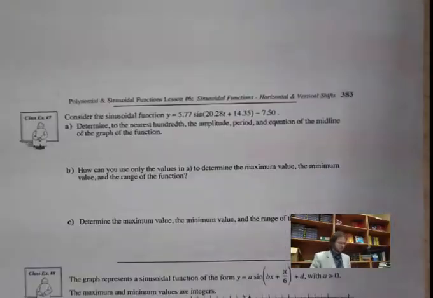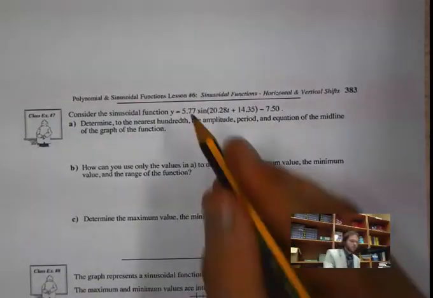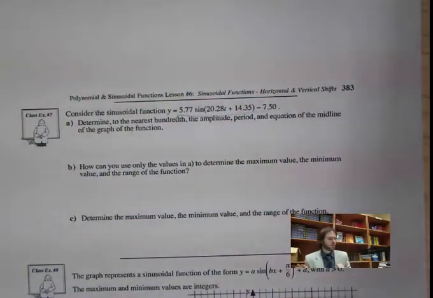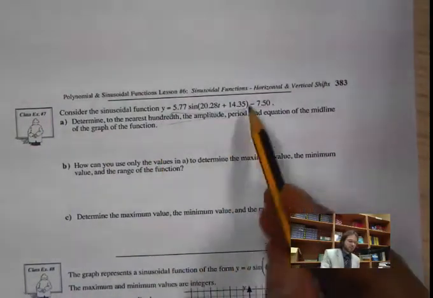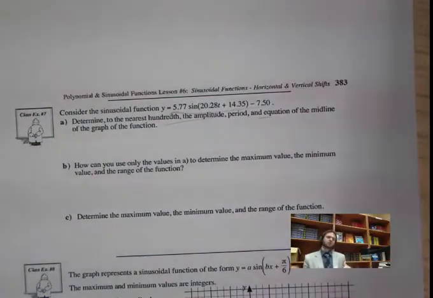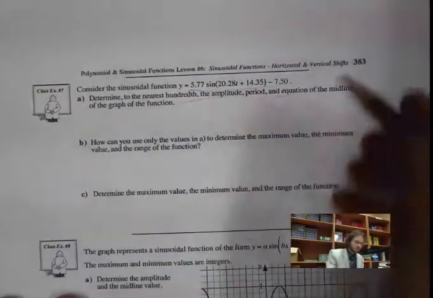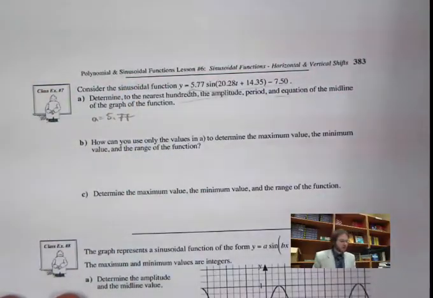Almost done here. So let's take a look at this next one. Question number 7. We're given our equation. Now it says, given the equation, determine to nearest hundredth the amplitude, period, and the equation of the midline. So we're working in reverse. So my amplitude, A is equal to 5.77. Okay? My period.